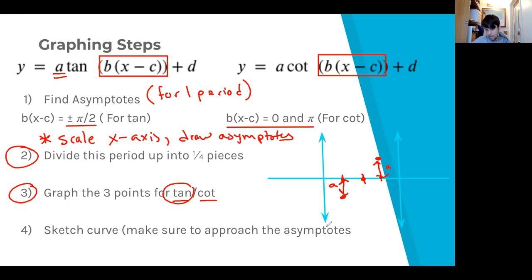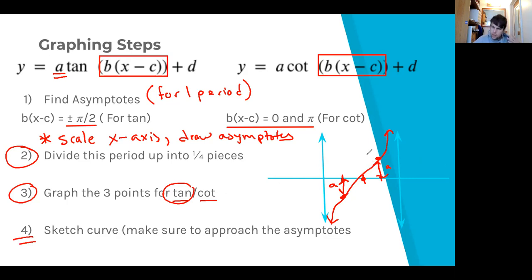And I know this one is a tangent because we're generally going uphill. We're increasing here, starting low on the left and going up on the right. If it was a cotangent, I would just reflect these and graph it in that manner. But after that, once we have these 3 points graphed, then we just plot the curve as best we can, making sure we approach the asymptotes and ideally pass through all the points. So that's what we're talking about here in sketch the curve.